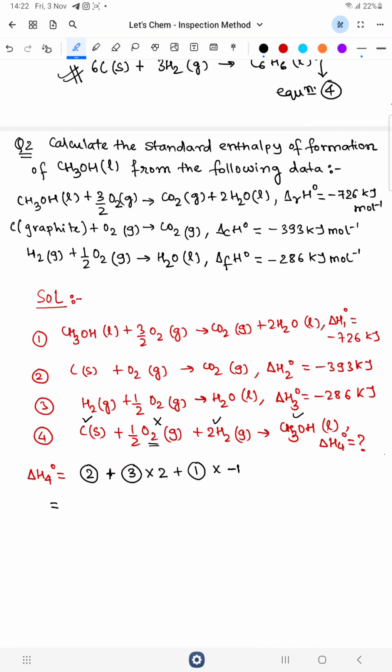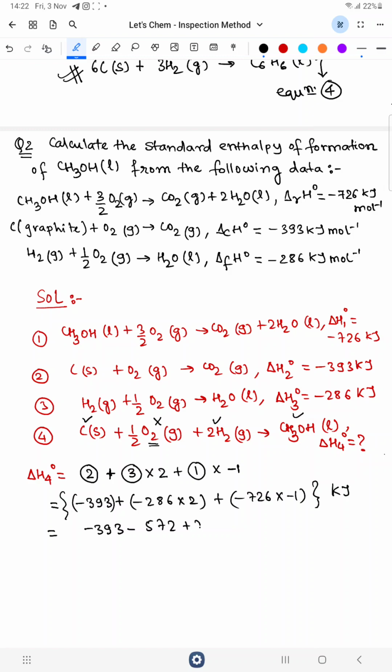So what should I do? Equation 2, that is -393 plus equation 3, -286 into 2, plus equation 1 into -1, 726 into -1, answer in kilojoule. This is your final answer. Okay, so you can find it out. -393 minus 286 into 2, that is -572 plus 726 kilojoule.